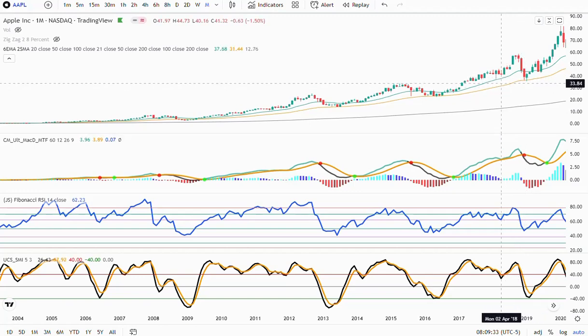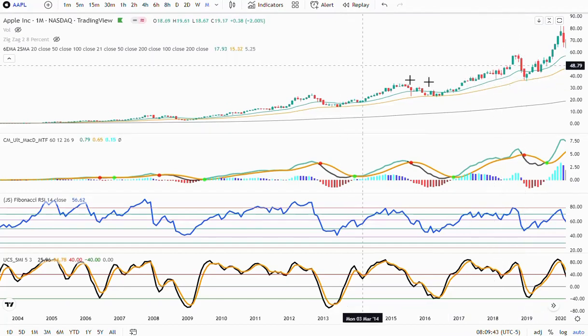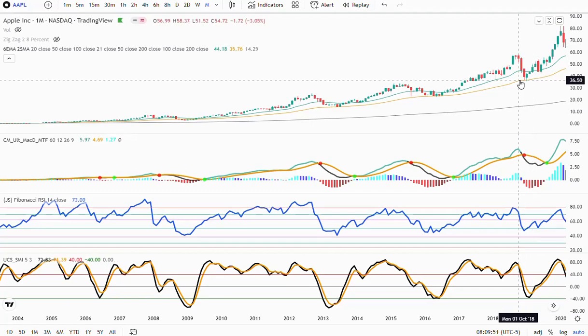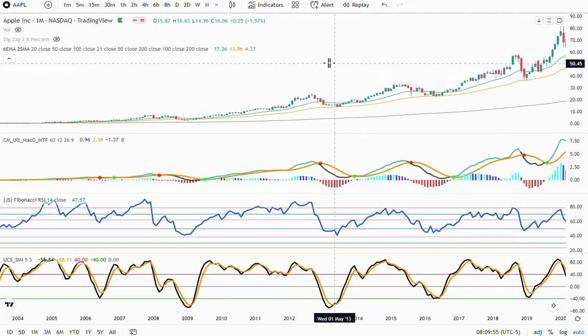I've got two exponential moving averages. The orange one is the 50 EMA and the green one is the 20 EMA. These are monthly charts, so these are the monthly EMAs. So you can see in 2019 it touched the monthly 50, and that's where it bottomed.